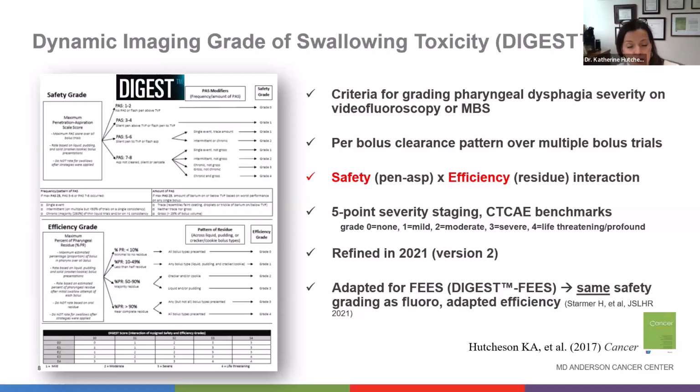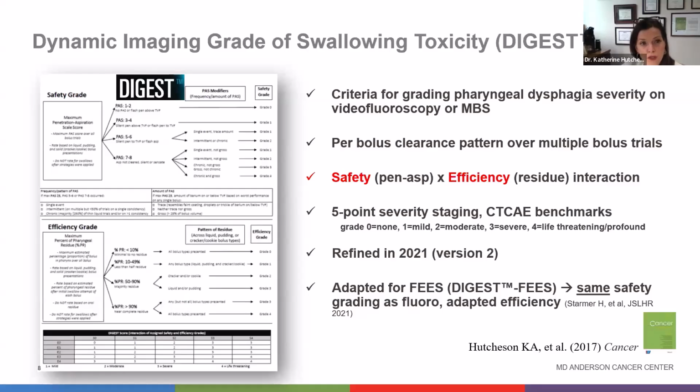Because we developed Digest initially for cancer, the 5-point severity staging that we use is benchmarked to the common way that cancer clinicians or oncologists grade the toxicities or severities of cancer-related side effects. And I'll give you a little bit more information on this in a couple of slides. But in this framework called CTCAE, grade 1 would reflect mild side effects, grade 2 moderate, grade 3 severe, and grade 4 it's described as life-threatening, or maybe more appropriately in the dysphagia setting, profound.